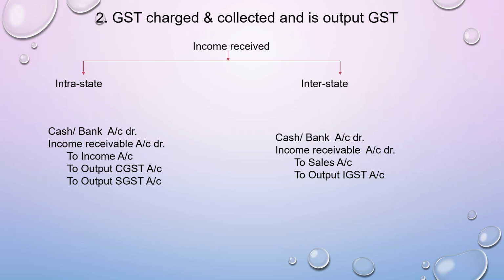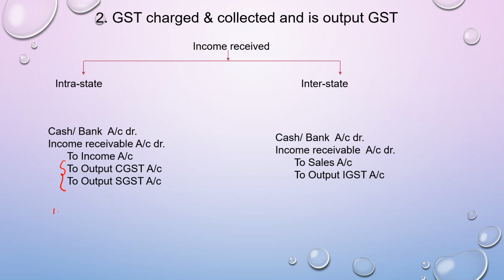Now in case a service is rendered and income is received, the same would apply as in the case of a sale. We would split it as intrastate and interstate. If it is intrastate, that is within the state, then you would have the output CGST account and output SGST account involved. The normal entry without GST, as you would know, would be cash or bank to income account if it is received immediately. But if it is not received yet, then the entry would have been income receivable account debit to income account. In addition to that, we would now be crediting the output CGST account and output SGST account with the respective value of GST.